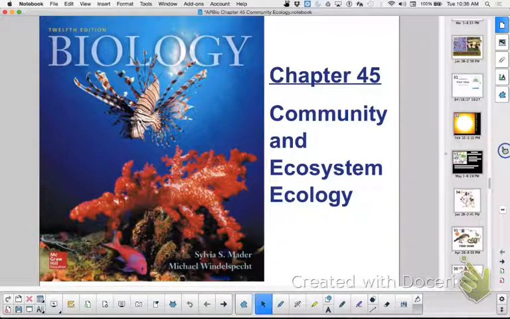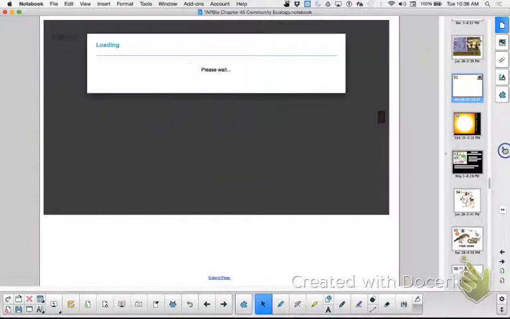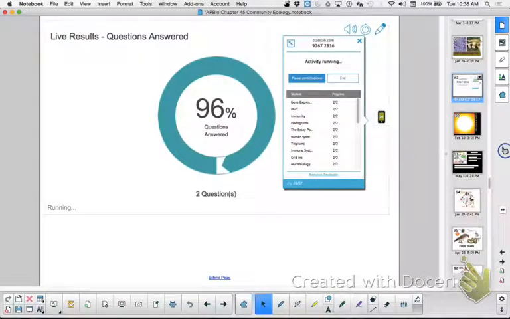And we're going to continue on into chapter 45, Community and Ecosystem Ecology. Where we left off last class is we were just getting ready to check to see how you were doing. So could you log in as something you need to review on for your AP exam, which is in less than 2 weeks? Go ahead. Log in that way, and I'm going to go ahead and pause you. Okay, let's see how you did.